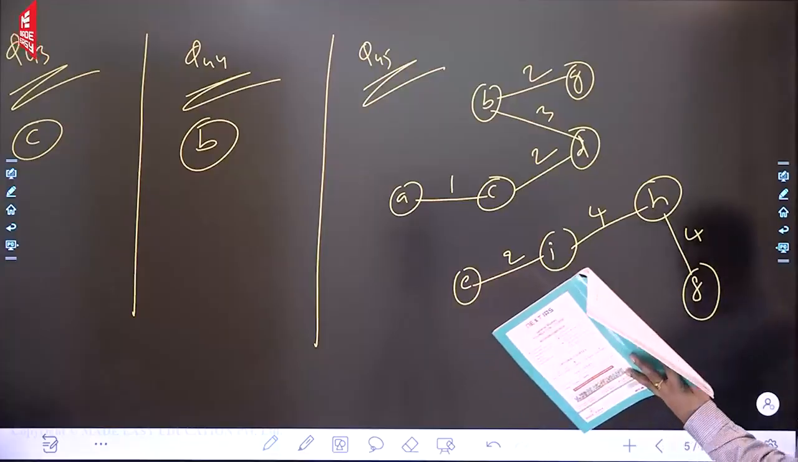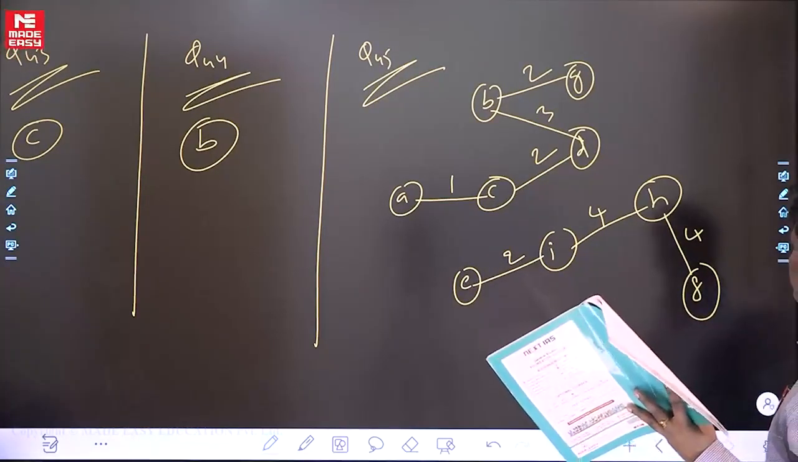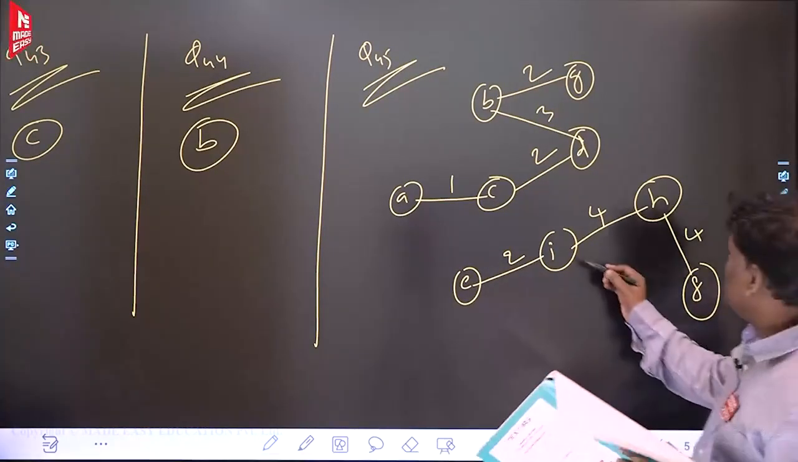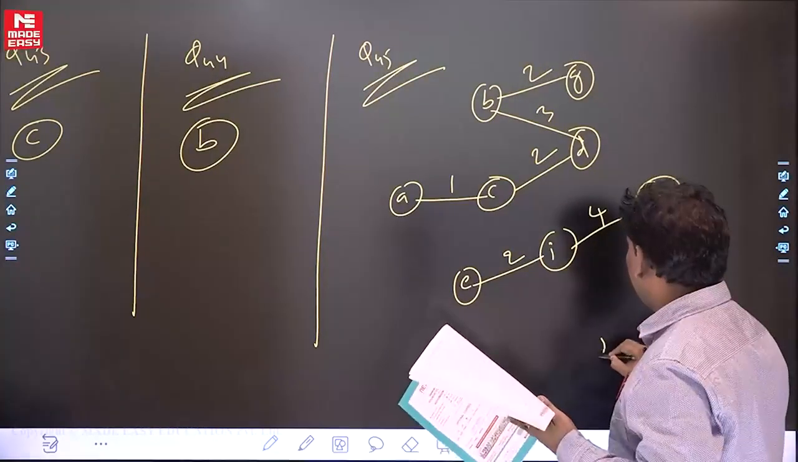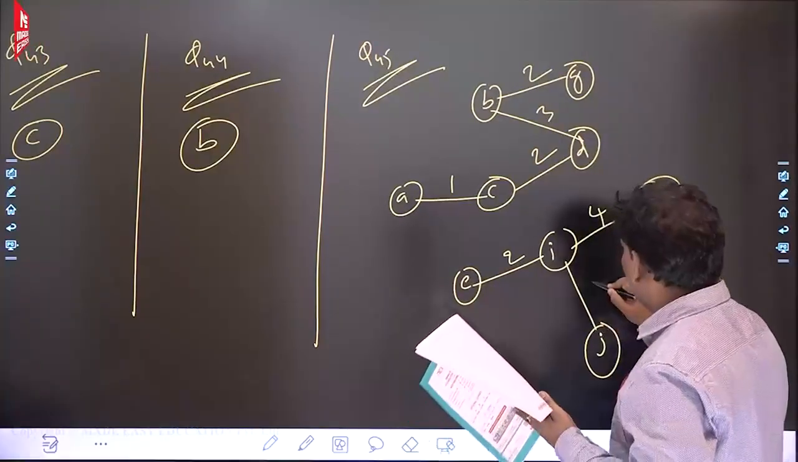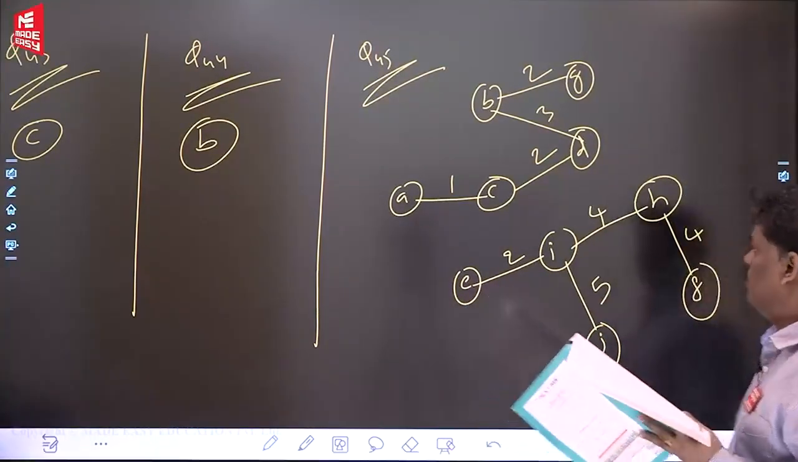5. What is the 5? J to I. Is there any J? No. So J to I. Let me write now. J to I, what is the value? 5.